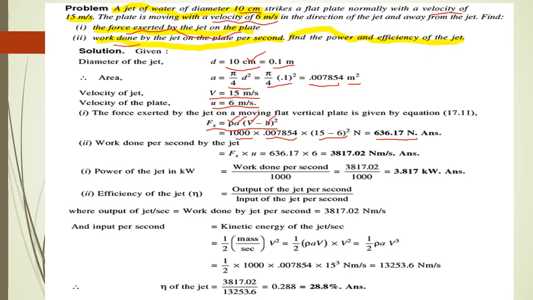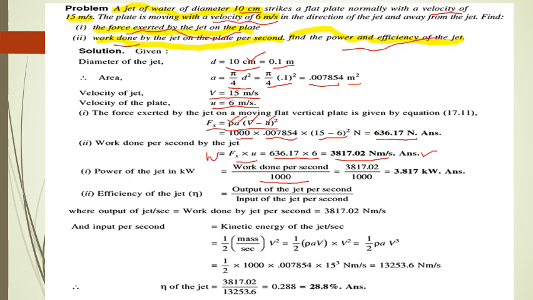And we also have to find work done. We know the formula for work done. W equal to Fx into U. We get the value Fx 636.17 into U value 6. Multiplying these, we get W as 3817.02 Newton meter per second. Find the power and efficiency. Power P equal to work done per second by 1000. We know the value of W, work done.